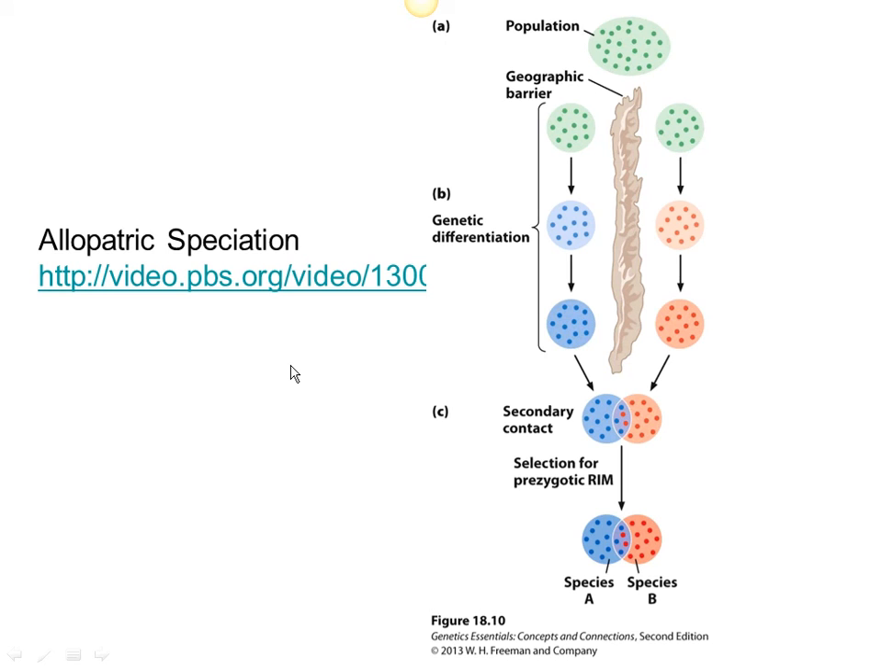But there's an excellent video. In fact, I wonder if they didn't make this picture from your book based on this video, because there's an excellent example of this, which is shown in this PBS video. So I'm going to stop the lecture segment now and have you click the link below and watch this PBS video on a specific example of allopatric speciation.